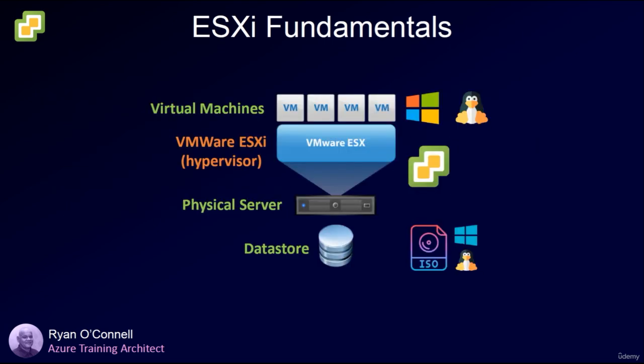So, what is a hypervisor and how does it all work? Well, as you can see from this picture, we've got a physical server onto which we would download VMware ESXi. That now becomes our hypervisor. Once we've installed ESXi, we can then go ahead and install virtual machines, and those could be Windows or Linux VMs. Of course, we will need to create a data store.